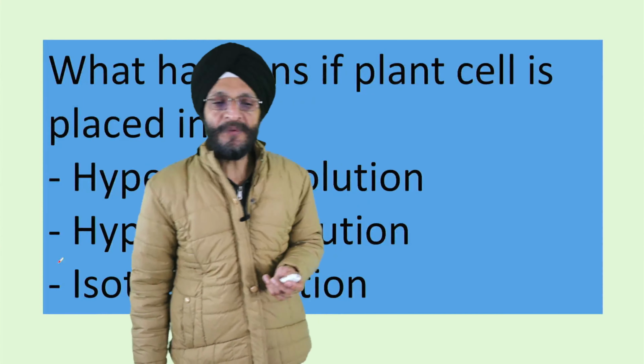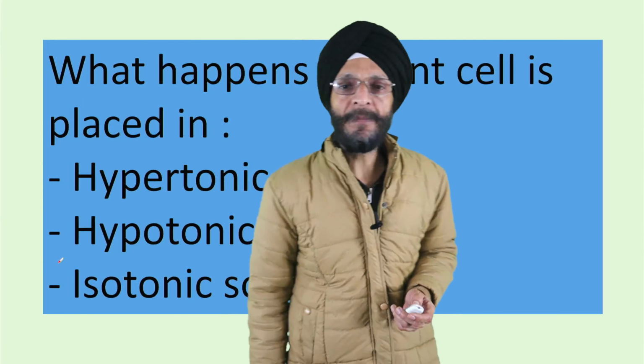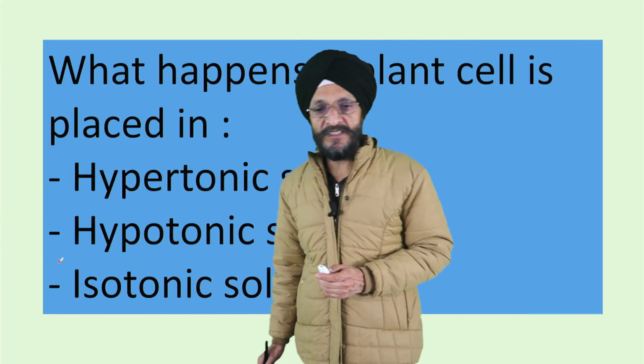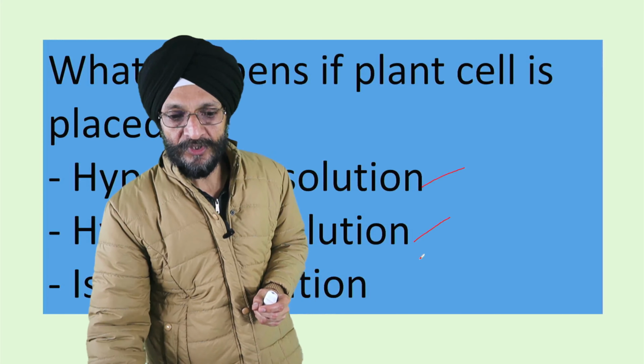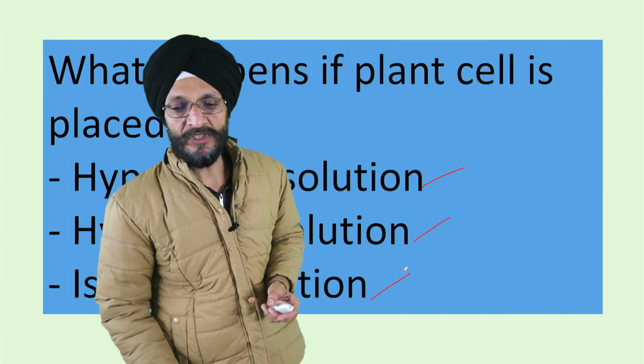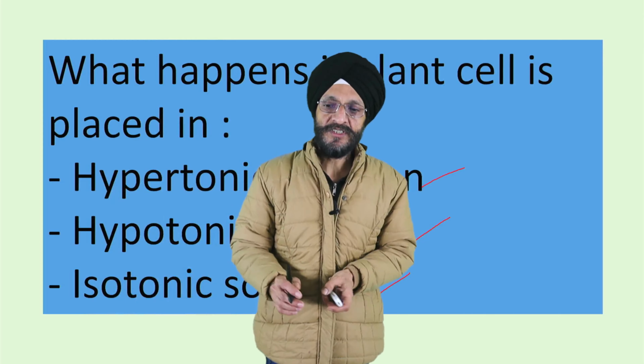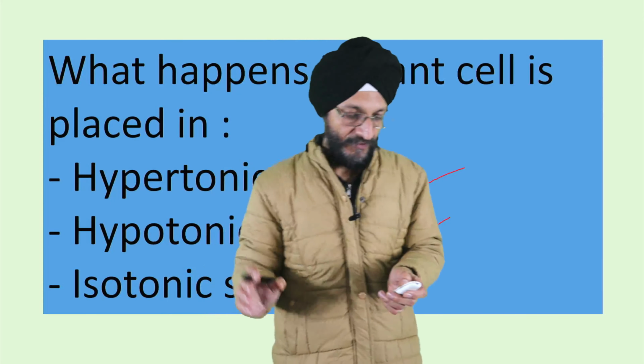Now the next topic before us is what happens if the plant cell is placed in hypertonic solution, hypotonic solution and isotonic solution. These are three different situations. We will discuss the same one by one.